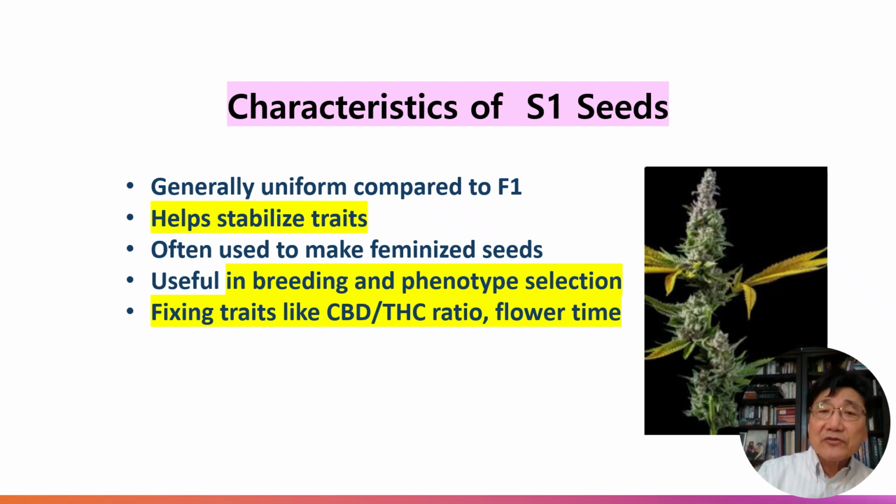There are some characteristics of S1s. For example, generally they are uniform compared to F1, and they help stabilize traits and are often used to make feminized seeds. They are useful in breeding and phenotype selection. They have fixing traits like CBD and THC ratio, flower time.